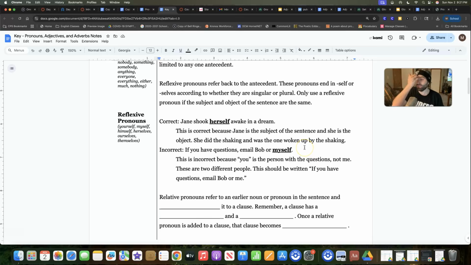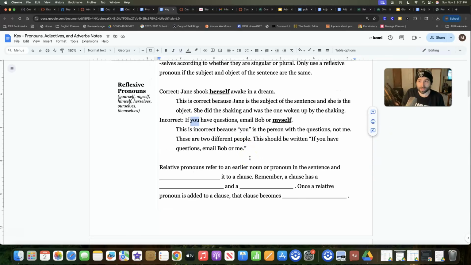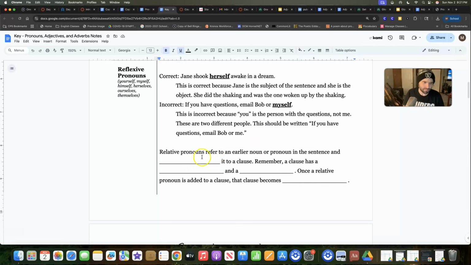Now an incorrect example: if you have questions, email Bob or myself. See here, though, the object and the subject are not the same because the subject here is you, right? That's the person with questions. That's the subject. And then these are two different people, because Bob or myself are getting the email, not you. So you would not say that. You would say Bob or me.